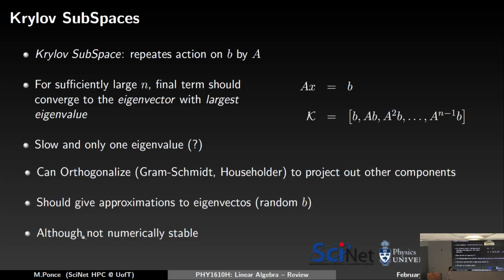It also is true that in many cases it's only the largest eigenvalue that determines the behavior of your system. So if you're looking at a dynamical system, it's just the largest eigenvalue. Stability is the largest eigenvalue, right?